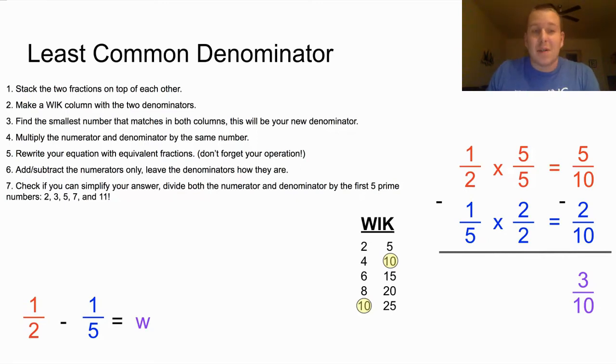7, no, and 11 doesn't work. So our answer is simplified. We got a good answer, okay? So these are the steps to help you find a least common denominator and then be able to add and subtract a fraction that maybe doesn't have a like denominator at the beginning, but once you find the least common denominator, you're going to be able to add and subtract very easily.